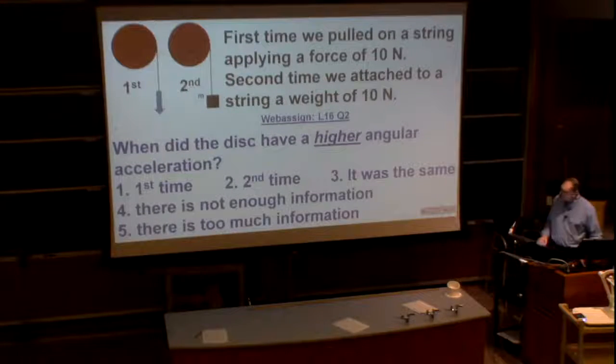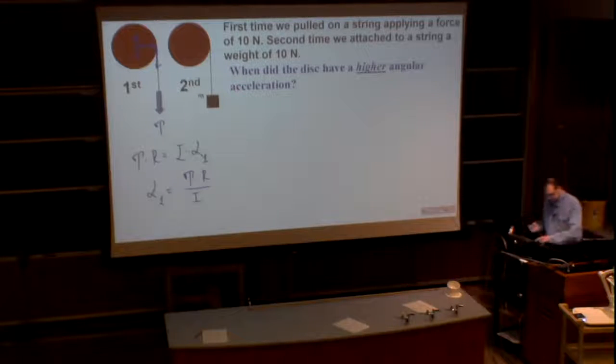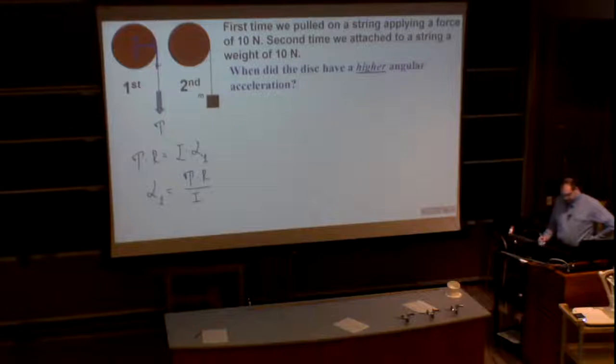So in this situation, 3 is not the correct answer. And we have a proof. All we have to do is calculate that acceleration. For the second object, the angular acceleration alpha 2 will be equal to the tension, but that will be a different tension, T2, times the same radius divided by the same moment of inertia.